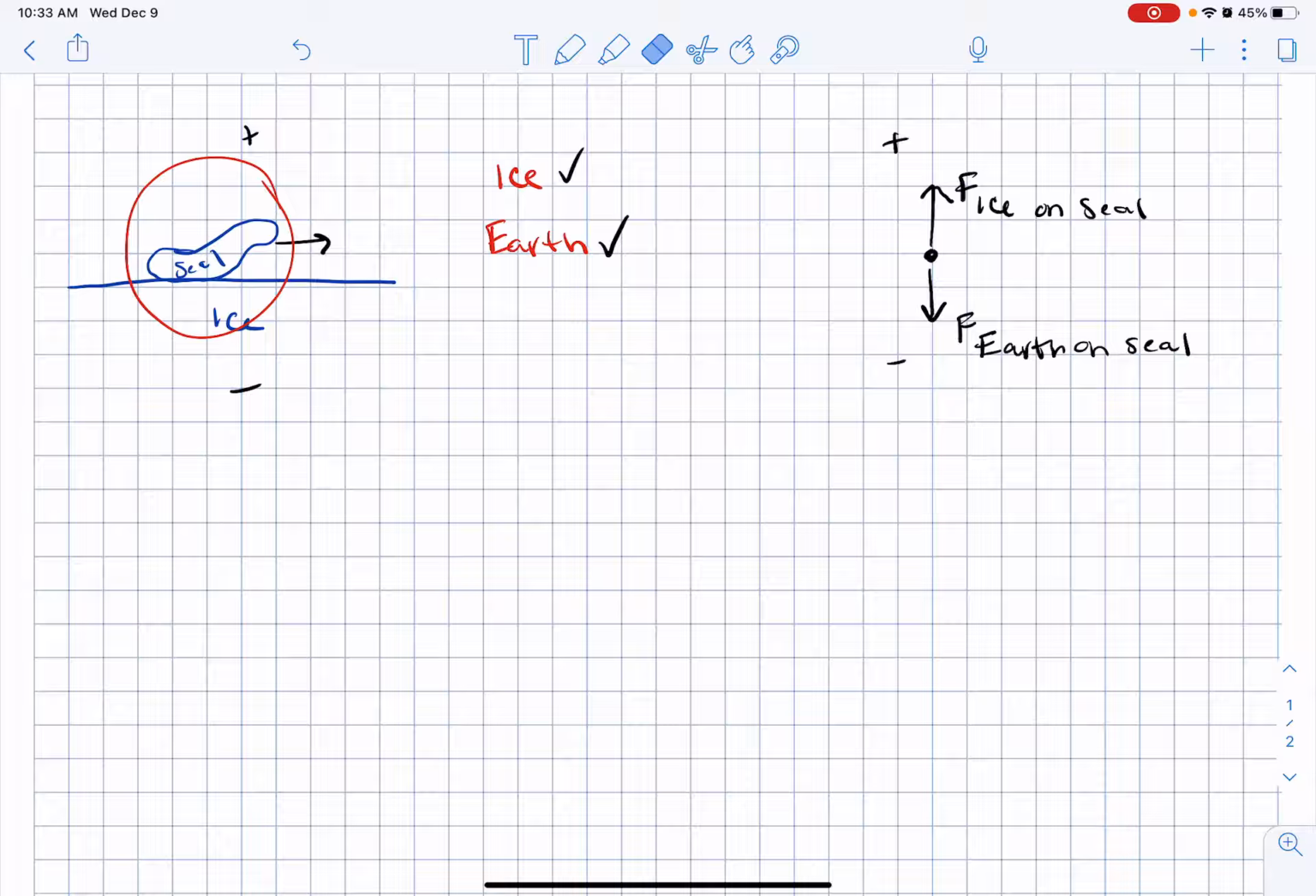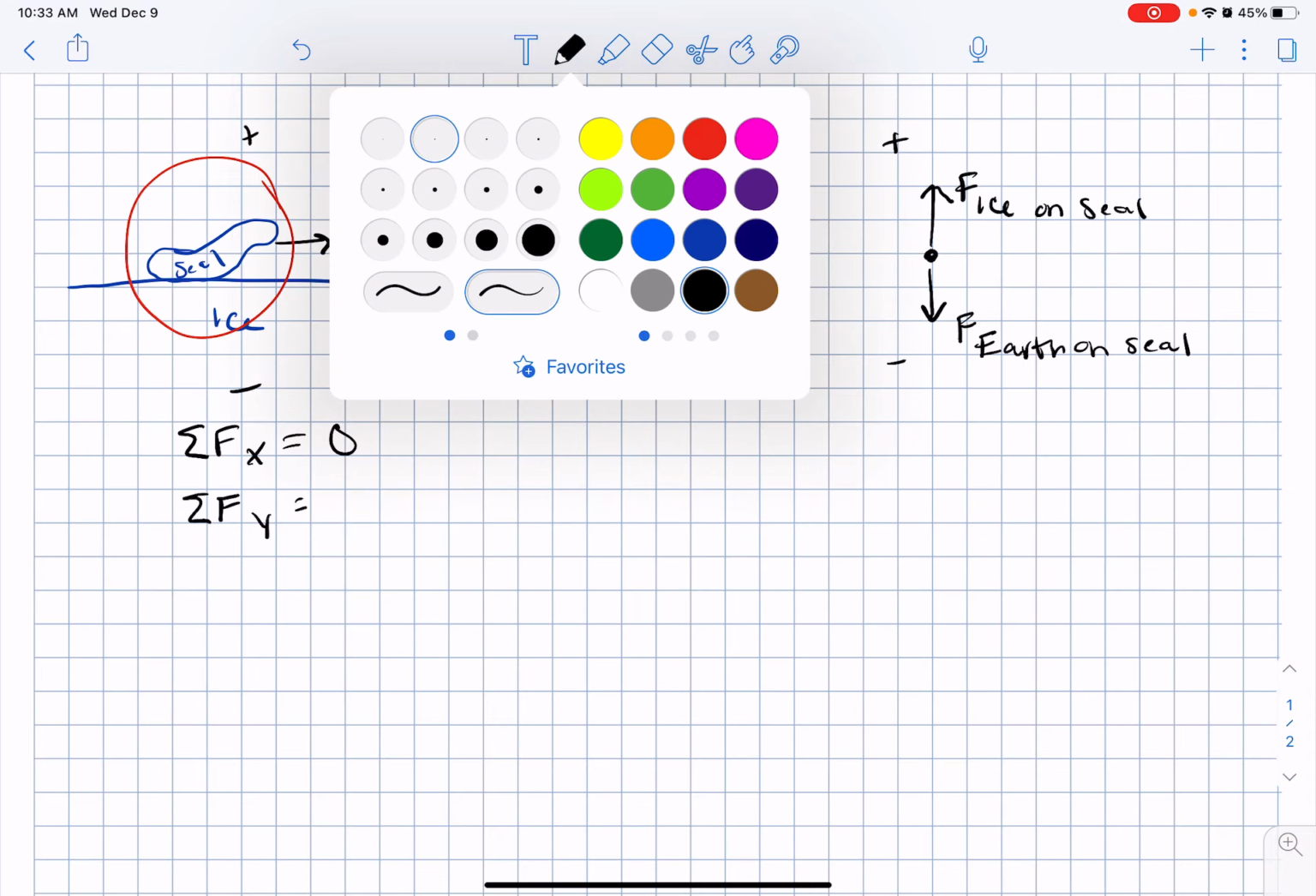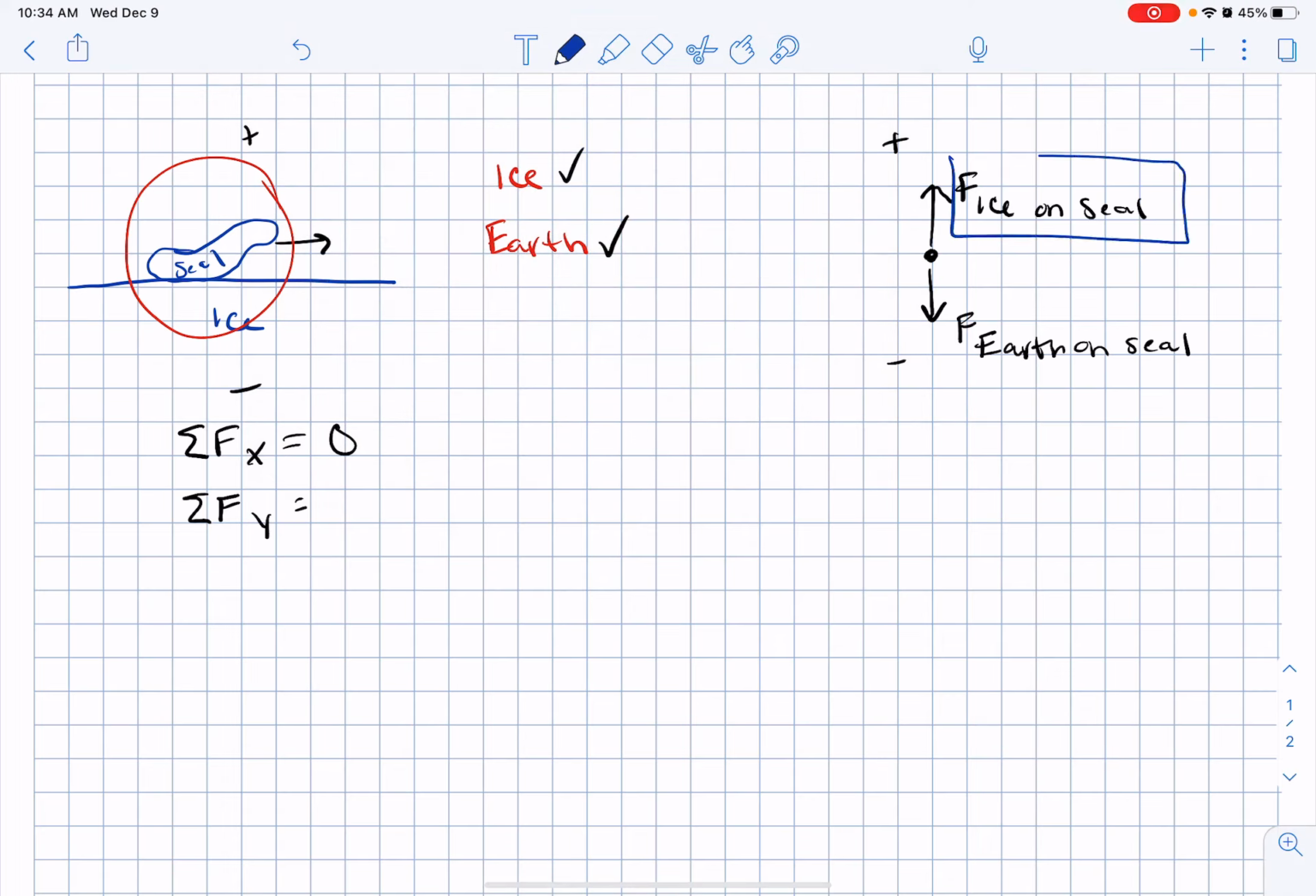So now we're ready to write our sum of the forces statement. And I recognize here there is no horizontal force exerted on the seal, so I'm not going to write a horizontal statement. If you want, you can put it's equal to 0. Now, we're only focusing on that vertical direction, so the sum of the forces in the y direction. So we look and we see our positive force is the force the ice exerts on the seal.